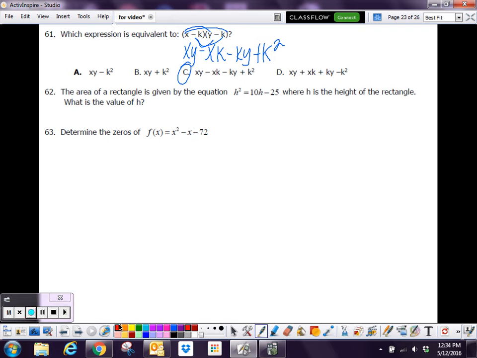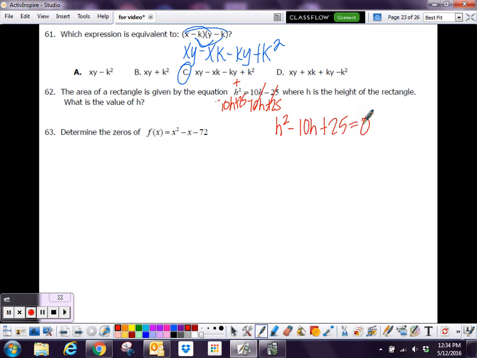62. The area of a rectangle is given by the equation h squared equals 10h minus 25, where h is the height of the rectangle. What is the value of h? So you're trying to figure out what is the solution here, which means we can do this in our calculator, but there's something you have to make sure of first. You've got to get this whole thing equal to 0, and you want to keep that h squared positive. So you want to keep that there, but these other two things we're going to have to move over. So I'm going to subtract 10h and move it over, and I'm going to add that 25 and move it over. So we have h squared minus 10h plus 25 equal to 0.